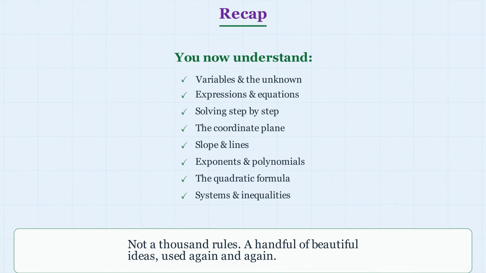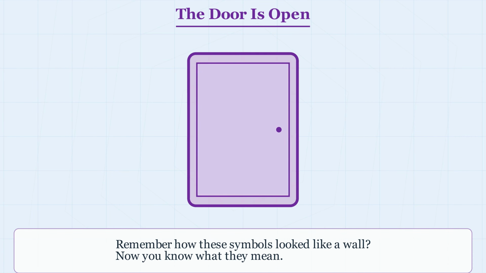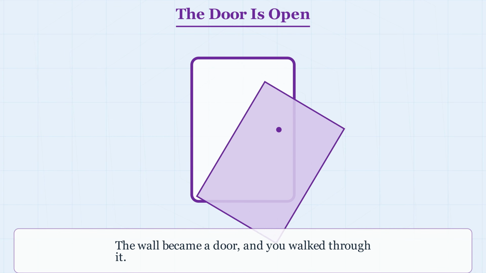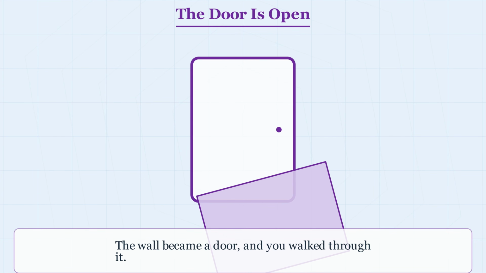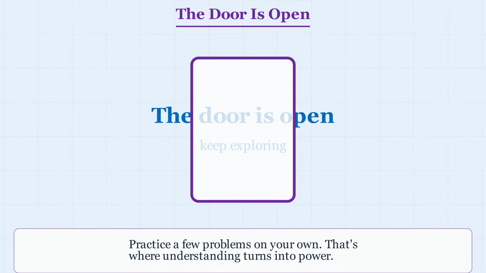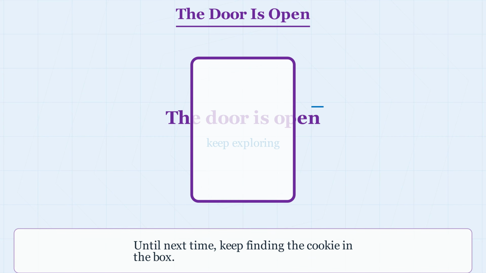Not 1,000 rules, a handful of beautiful ideas used again and again. Remember how these symbols looked like a wall? Now you know what they mean. The wall became a door and you walked through it. If a child can find a cookie hiding in a box, they can do algebra, and so can you. Practice a few problems on your own. That's where understanding turns into power. Until next time, keep finding the cookie in the box.